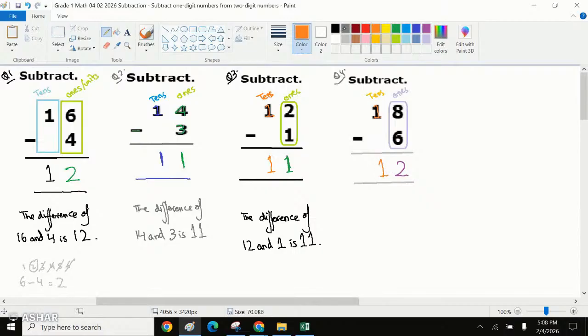So we can say the difference between 18 and 6 is 12. Okay? Do we agree? Okay, let's try to prove this question, okay?